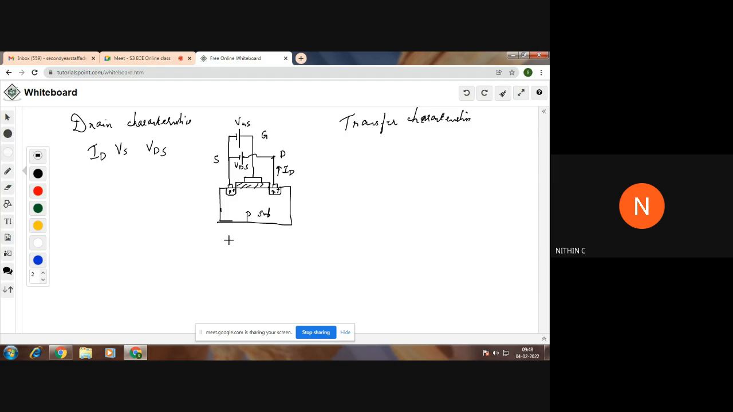Anugrah, the figure that I have drawn is an enhancement or depletion MOSFET? Enhancement MOSFET. So tell me.